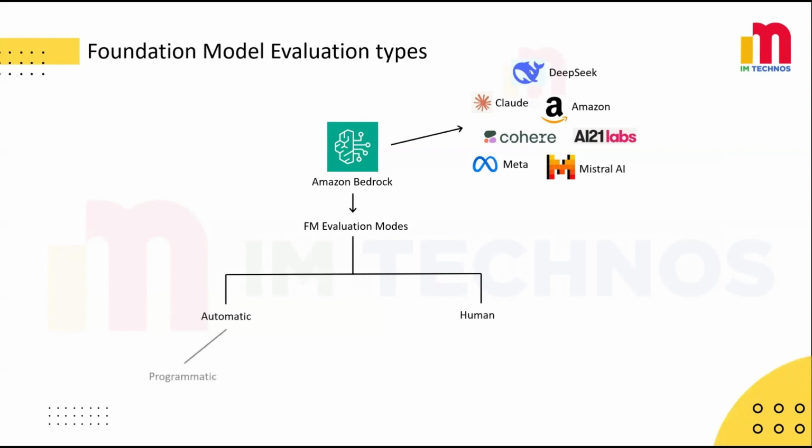Under automatic, we have programmatic, which uses predefined datasets and metrics to score the model outputs. And LLM-as-a-Judge, where another large model automatically scores outputs on quality or safety metrics, simulating human judgment at high speed and low cost. Human evaluation involves real people rating the model outputs. You can use your own team or an AWS managed workforce.